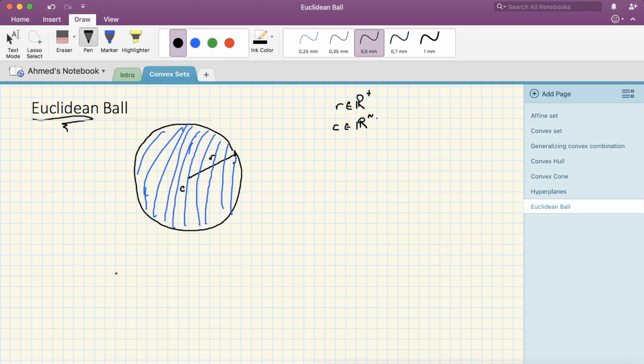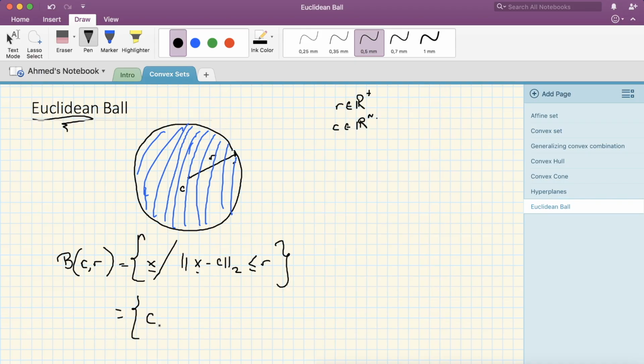So a rigorous way to define a Euclidean ball is a ball given the center and radius. So again, it's a set. It's all x's, given that the distance is simply less than or equal to r. In some other references, you might find an alternative definition which is sometimes more suitable.